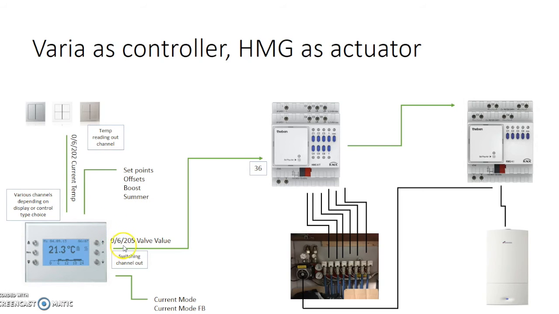And then the only real output value that connects through to the HMG is just the valve value, and that's some sort of percentage, and in this case links into channel 36, and this is the group address, so it's broadcast on this group address and it reads here. And then this will again actuate the underfloor heating pump or the valves, whichever. And you can also output the various modes as well, so the current mode and the feedback and so on, just to display that information elsewhere. So again, I'll show you how I've set that up.